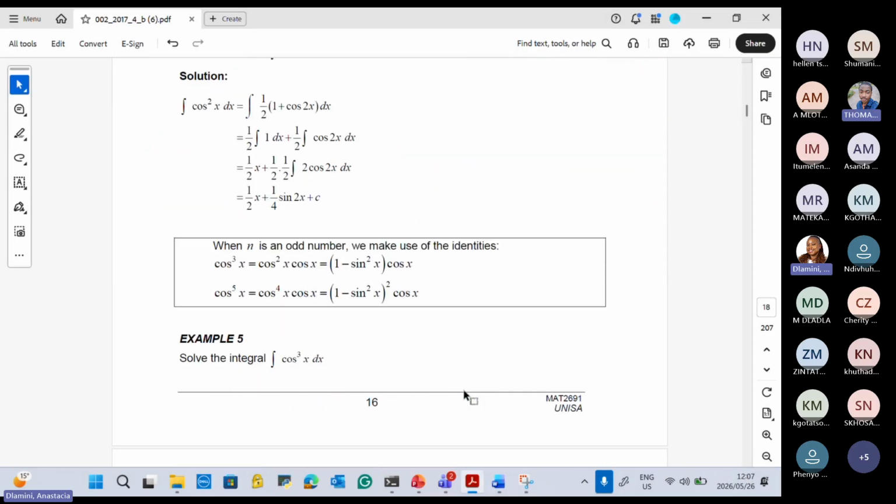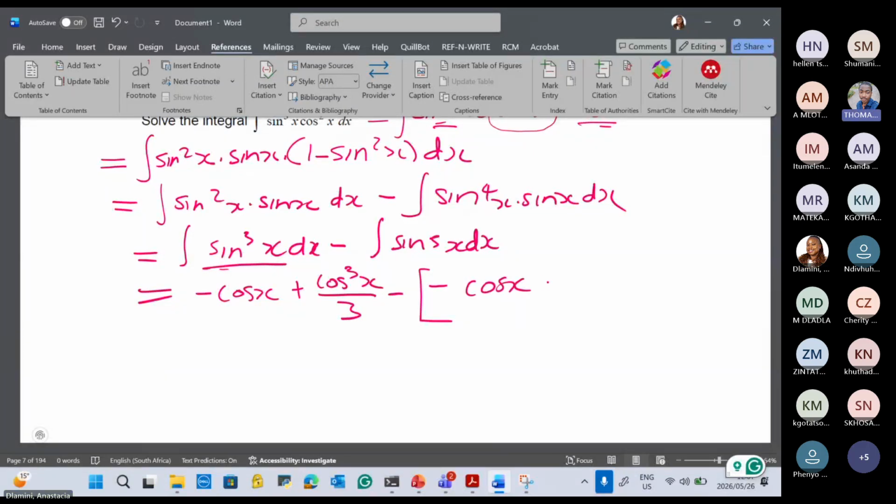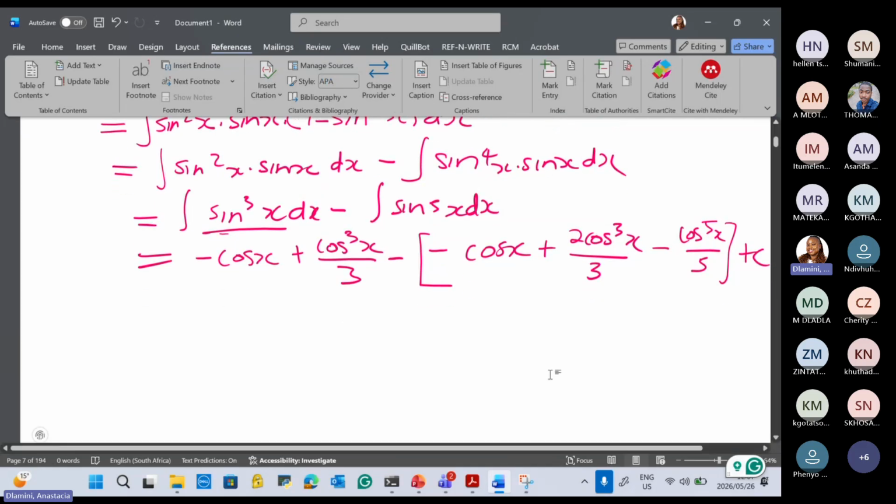It's the post test. Negative cos x, then it's plus 2 cos cubed x over 3. Then plus cos. Is it plus or minus? Minus. It's minus cos 5x divided by 5, plus c. Okay. So now let's simplify.